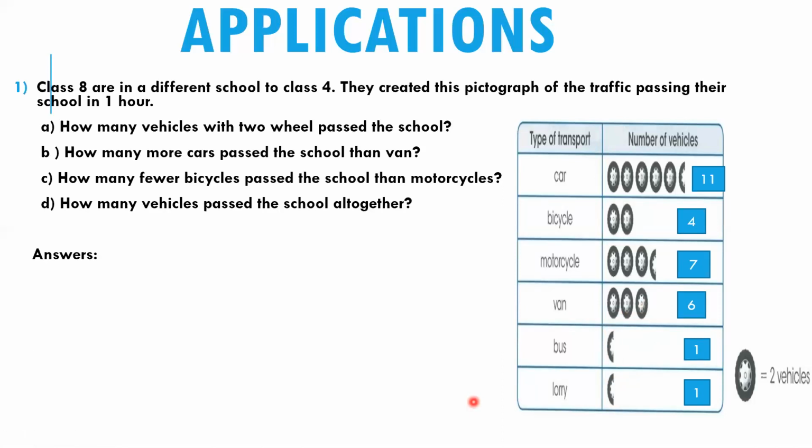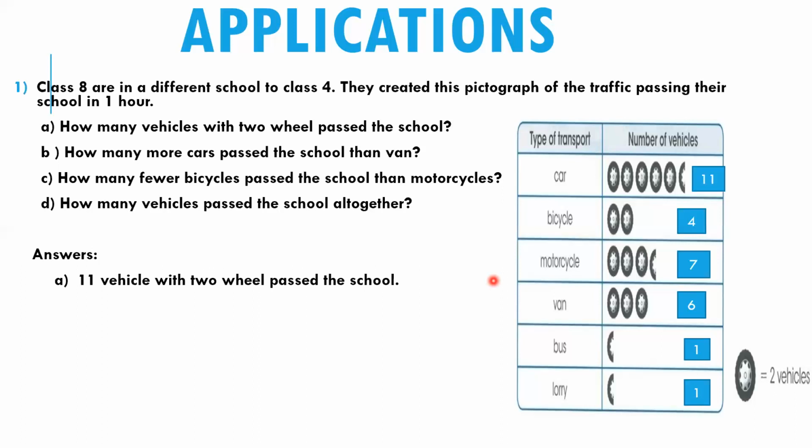How many vehicles with 2 wheels pass the school? So from this pictograph, which are the vehicles having 2 wheels? That is bicycle and motorcycle. So how many vehicles with 2 wheels pass the school means you need to sum up the number of bicycles with number of motorcycles. So that is 7 plus 4, that is 11 vehicles with 2 wheels pass the school. So the answer for the A part is 11 vehicles with 2 wheels pass the school.